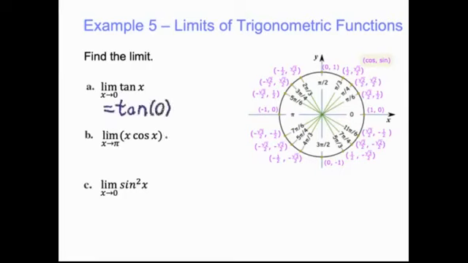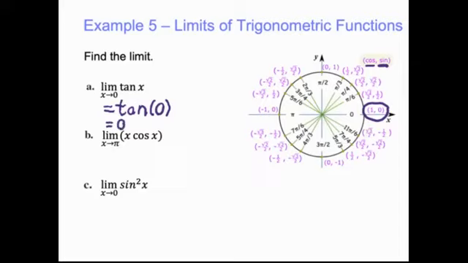Now I put a unit circle here because I thought it might be helpful. Remember that tangent is sine over cosine. And if you remember from the unit circle, cosine is your x values and sine is your y values. So at 0 degrees, these are your coordinates. So sine over cosine is going to be 0 over 1, which equals 0. So our limit here is 0.